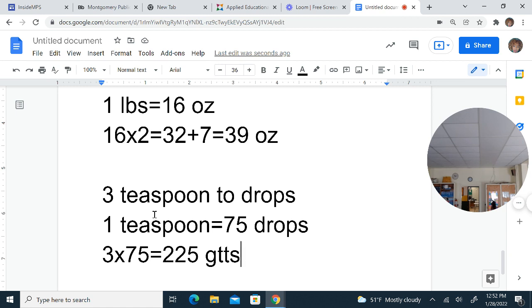How did we get that? So we're going from teaspoon to drop. Your conversion is for every 1 teaspoon, that's 75 drops. So we're trying to figure out 3 of those. So you multiply 3 times 75, which gives you 225. This one's pretty easy.